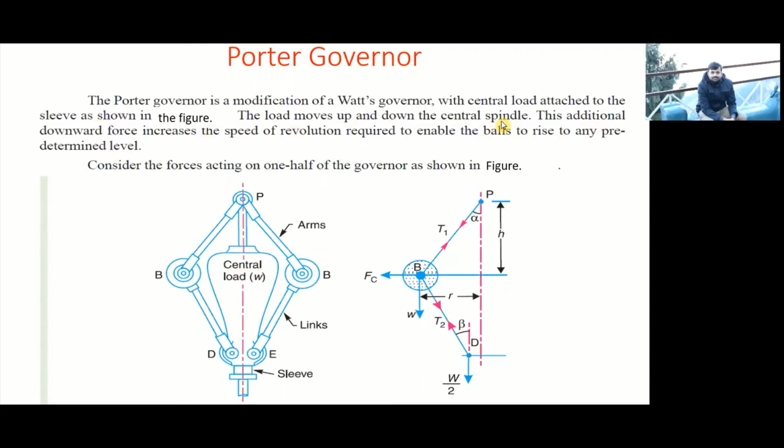The load moves up and down the central spindle, and the load can also move up and down along with the sleeve. This additional downward force increases the speed of revolution required to enable the balls to rise at any predetermined level. Okay. Now, this is the typical diagram of Porter Governor, and this is a line diagram. But we are going to use another line diagram for this to understand how the governing equation is derived. So let's come to this slide.